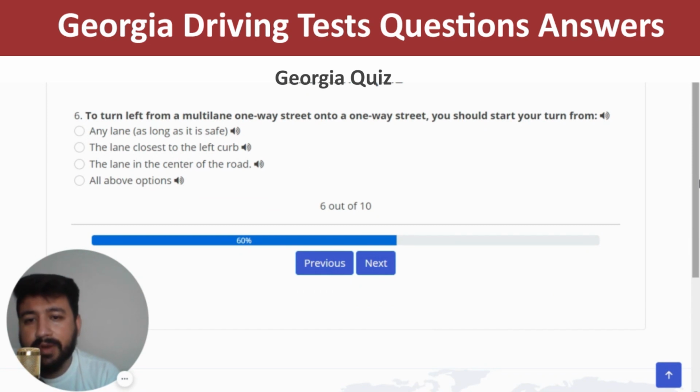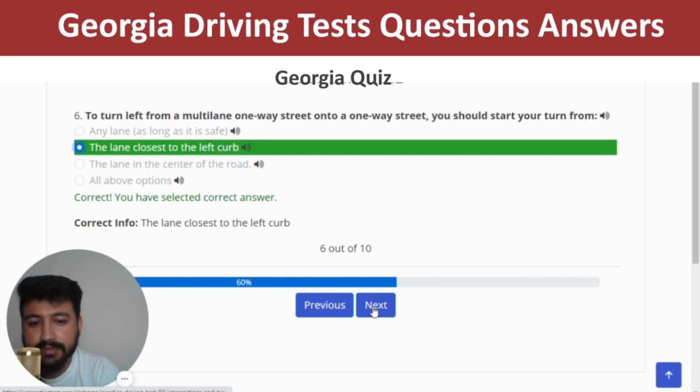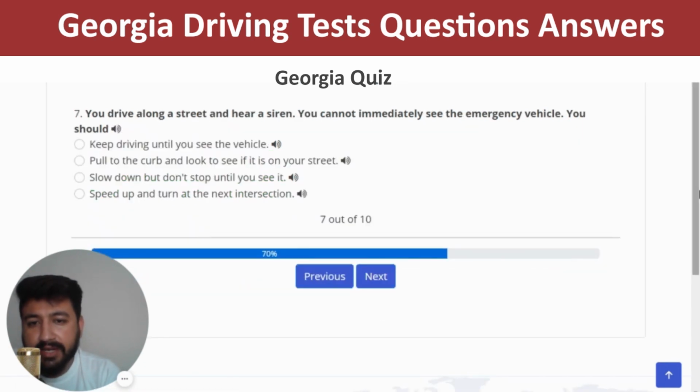To turn left from a multi-lane one-way street onto a one-way street, you should start your turn from. The right answer of this question is the lane closest to the left curb. Correct, and next. You drive along a street and hear a siren. You cannot immediately see the emergency vehicle. You should. The right answer of this question is pull to the curb and look to see if it is on your street. So let's click on the second option.